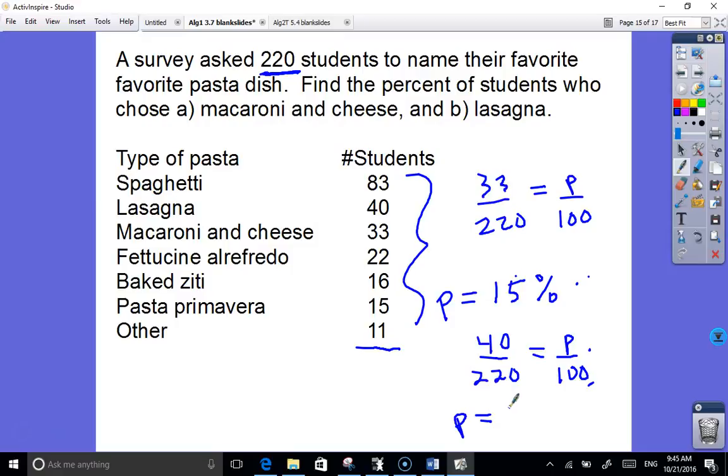Say again? Are you doing macaroni and cheese for the first one? Yeah, the first one was macaroni and cheese. The second one is lasagna. I thought you were doing spaghetti. What percent? 18.8. Like that? 0.18. Okay, there we go. So that's your real world problem.